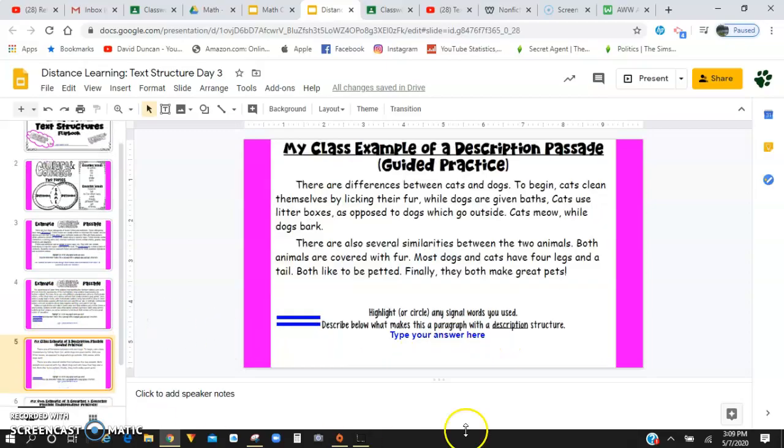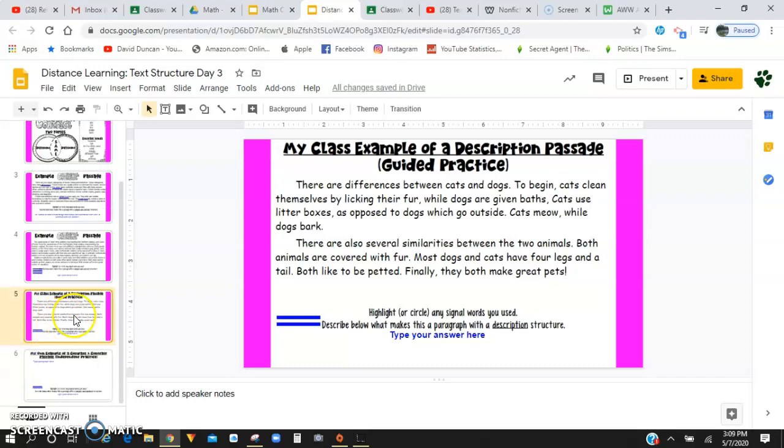Down below is the writing portion of us learning about this text structure. I composed this right here, and I'm going to use at least 2 signal words that we're going to identify. Here we go. I'm going to read it to you. There are differences between cats and dogs. To begin, cats clean themselves by licking their fur, while dogs are given baths. Cats use litter boxes as opposed to dogs which go outside. Cats meow while dogs bark.